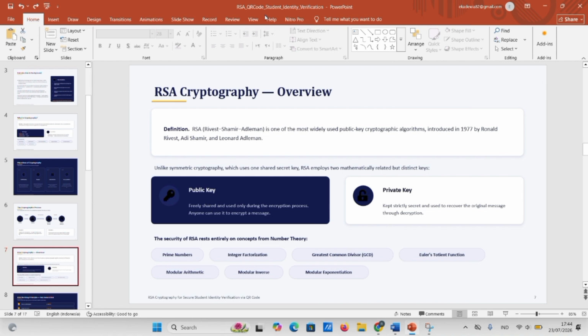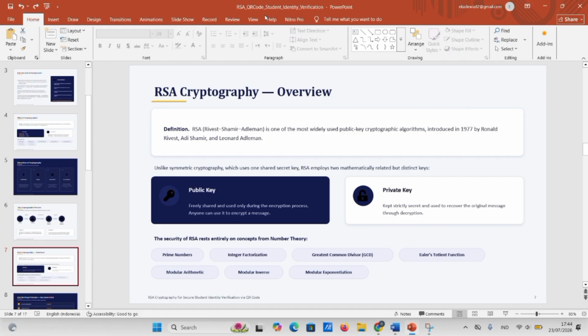RSA cryptography overview. Definition: RSA, Rivest-Shamir-Adleman, is one of the most widely used public key cryptographic algorithms, introduced in 1977 by Ronald Rivest, Adi Shamir, and Leonard Adleman.